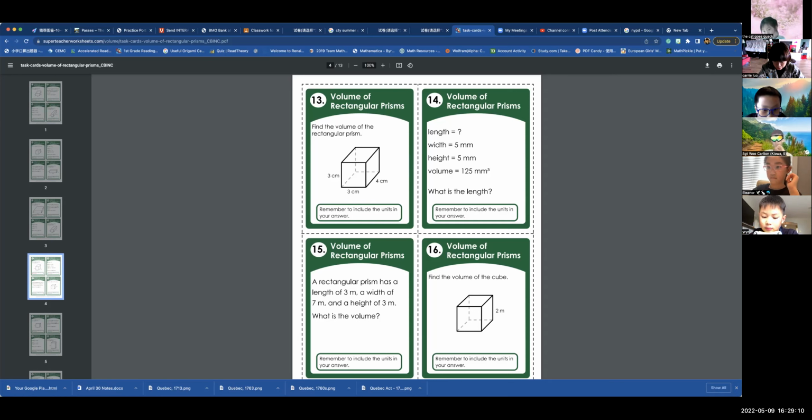So Colton, could you please explain just the 14 because the rest of them are all right. Okay. So we know that we do length times width times height equals volume. So we have something times 5 times 5 equals 125. If you divide 125 by 5, you'll get 25. If you divide 25 by 5, you'll get another 5. So the answer is 5 millimeters. Understand, Amelia?